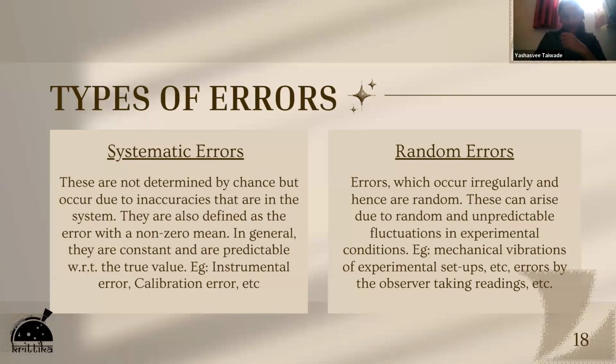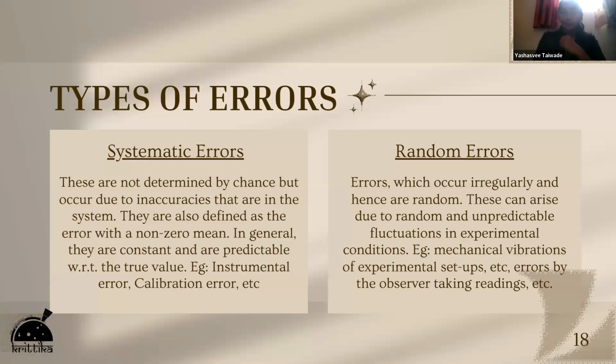As the name suggests, they are random. They occur irregularly, and hence they are random. They can arise due to unpredictable fluctuations in the experimental conditions. An easy example of this is basically human error. If the first reading is taken by you and the second reading is taken by a friend, there can be some sort of fluctuation in that. So a change in the observer is one of the reasons for a random error.